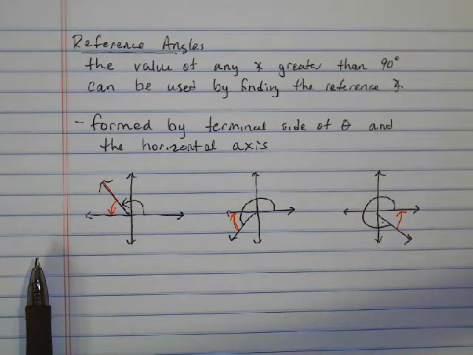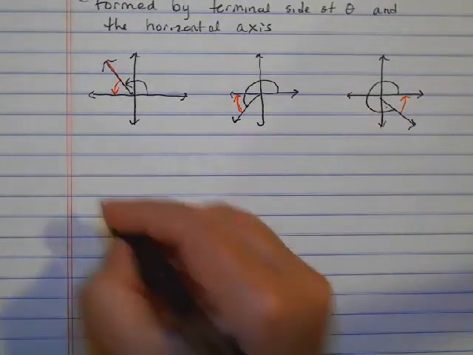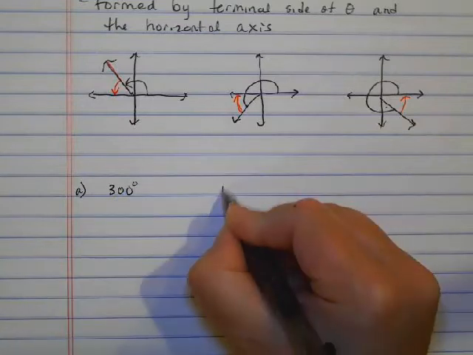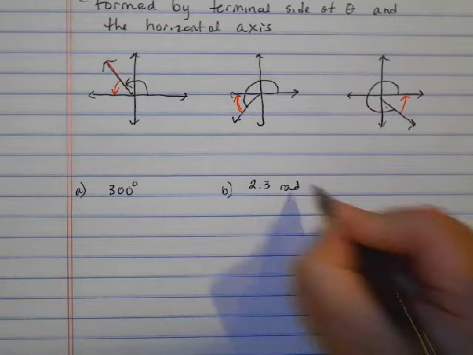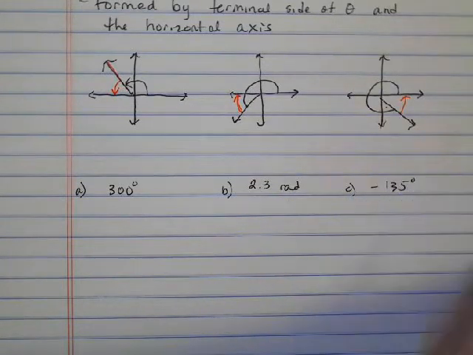Let's show a few examples of reference angles, where we're actually trying to find one that goes with an angle. Let's just do this for 300 degrees. Let's do our next example as 2.3 radians. And the last example, let's do negative 135 degrees.